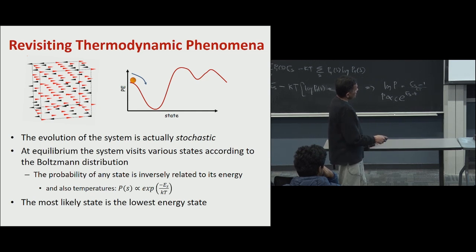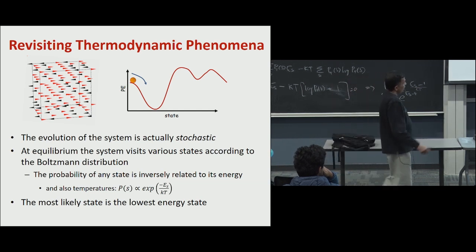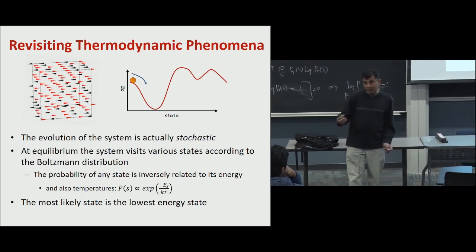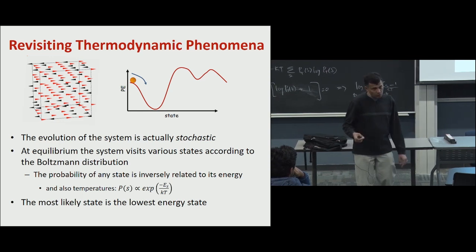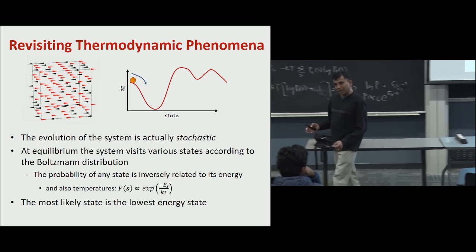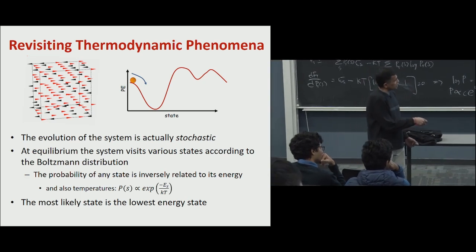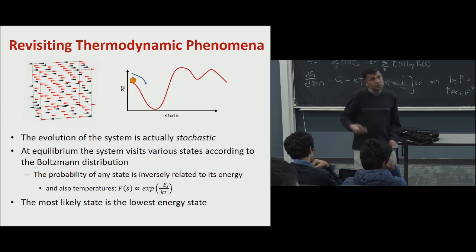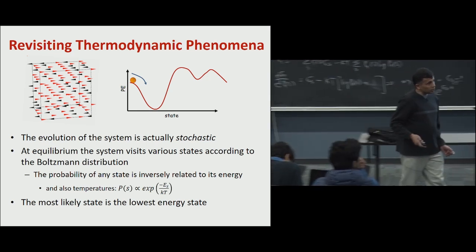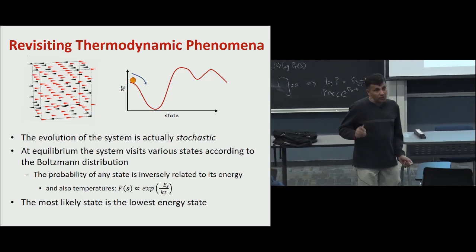And the probability of any state is inversely related to its energy, and it's also related to the temperature. Basically, the probability of being in any state s is proportional to e raised to minus E_s over kT, where the most likely state is the state for which E_s is smallest. So if E_s is 0, then that's when this term is largest. As the energy keeps increasing, that term keeps falling. So the most likely state is the one with the lowest energy, right? This is a physical system.